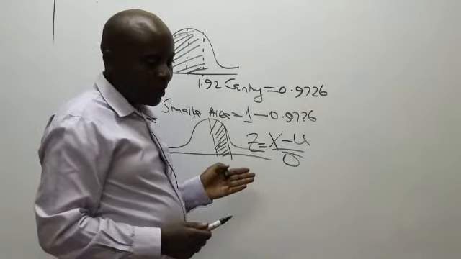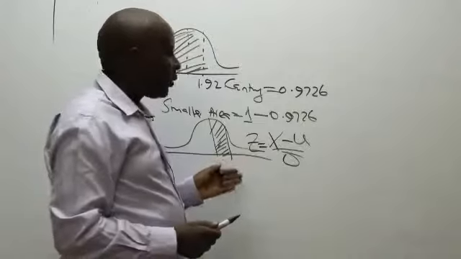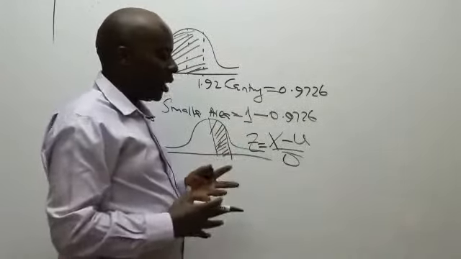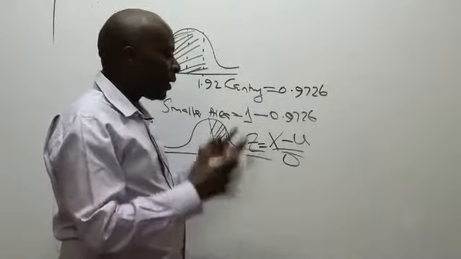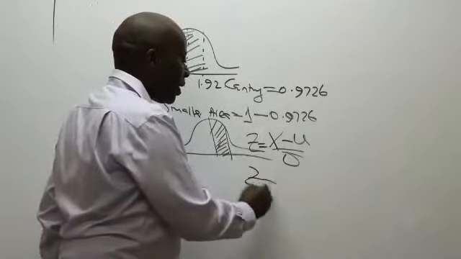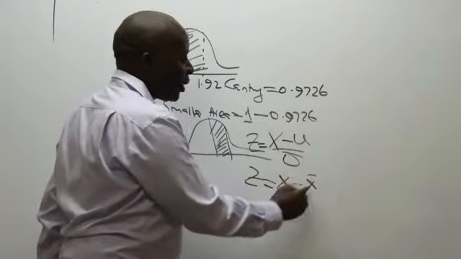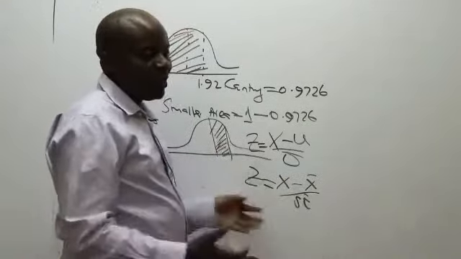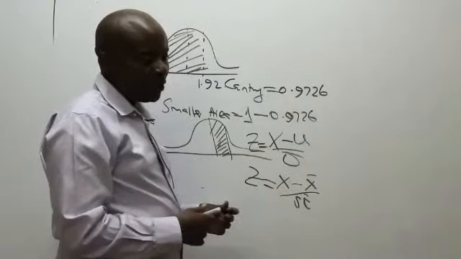But when, for example, you want to get a sample probability, when you are doing hypothesis testing, then you say Z equals X minus X bar divided by what we call the standard error. But these are too detailed for you.